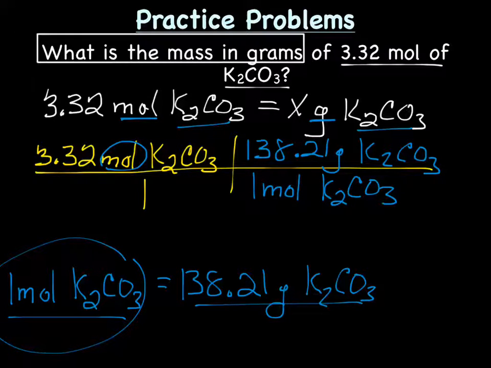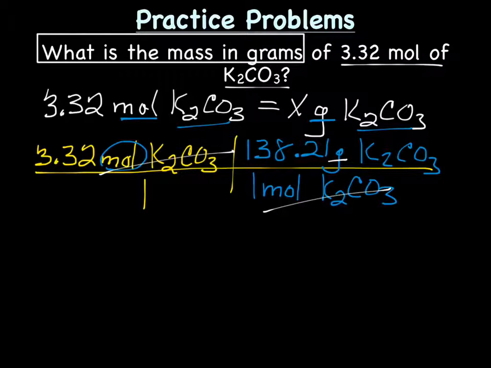All right, let's do our mistake blocker. Let's make sure that our units cross out. So we have mole K2CO3 crossing out mole K2CO3. It's really important that you double check that those units actually match, that you're really crossing out units that match. And we're left with grams K2CO3, which is what we were looking for. So the next step is just to solve.